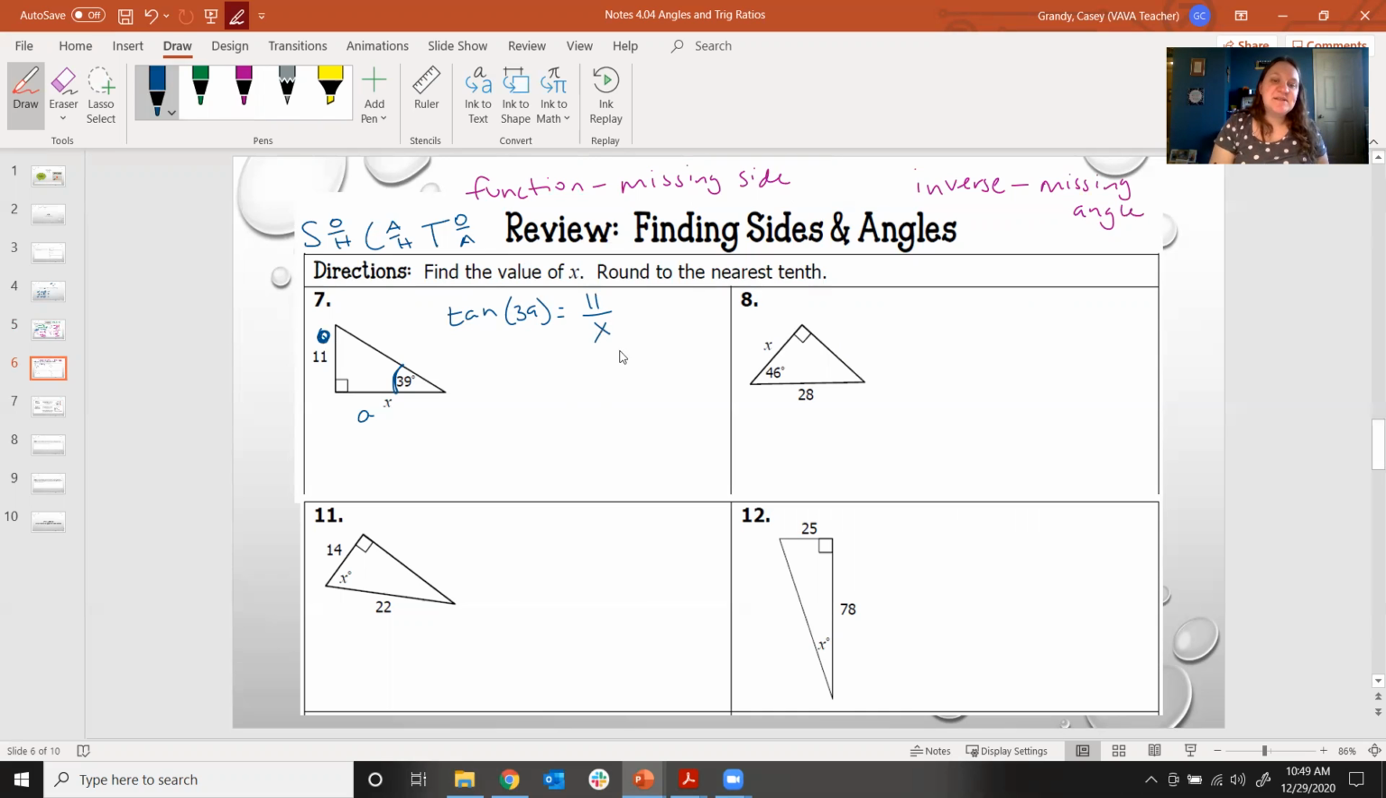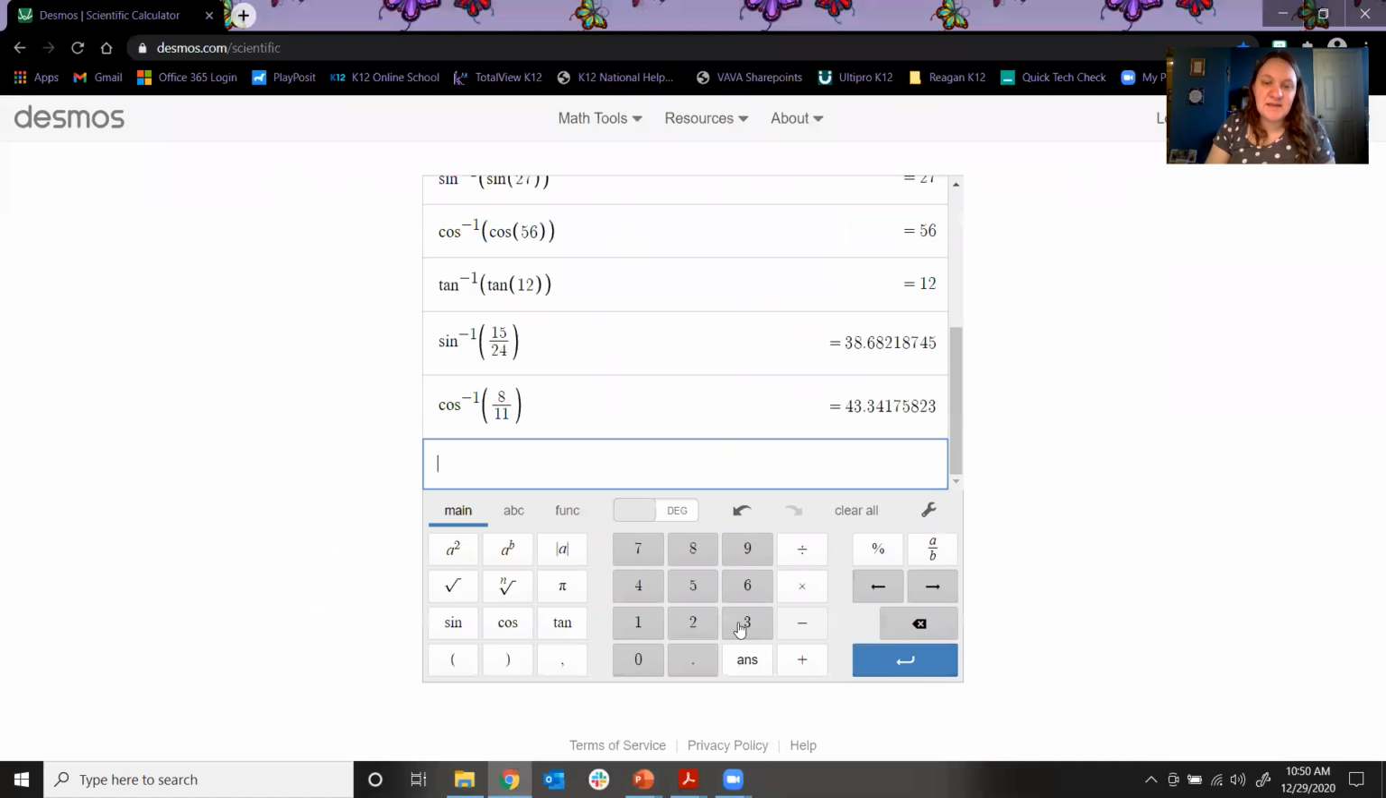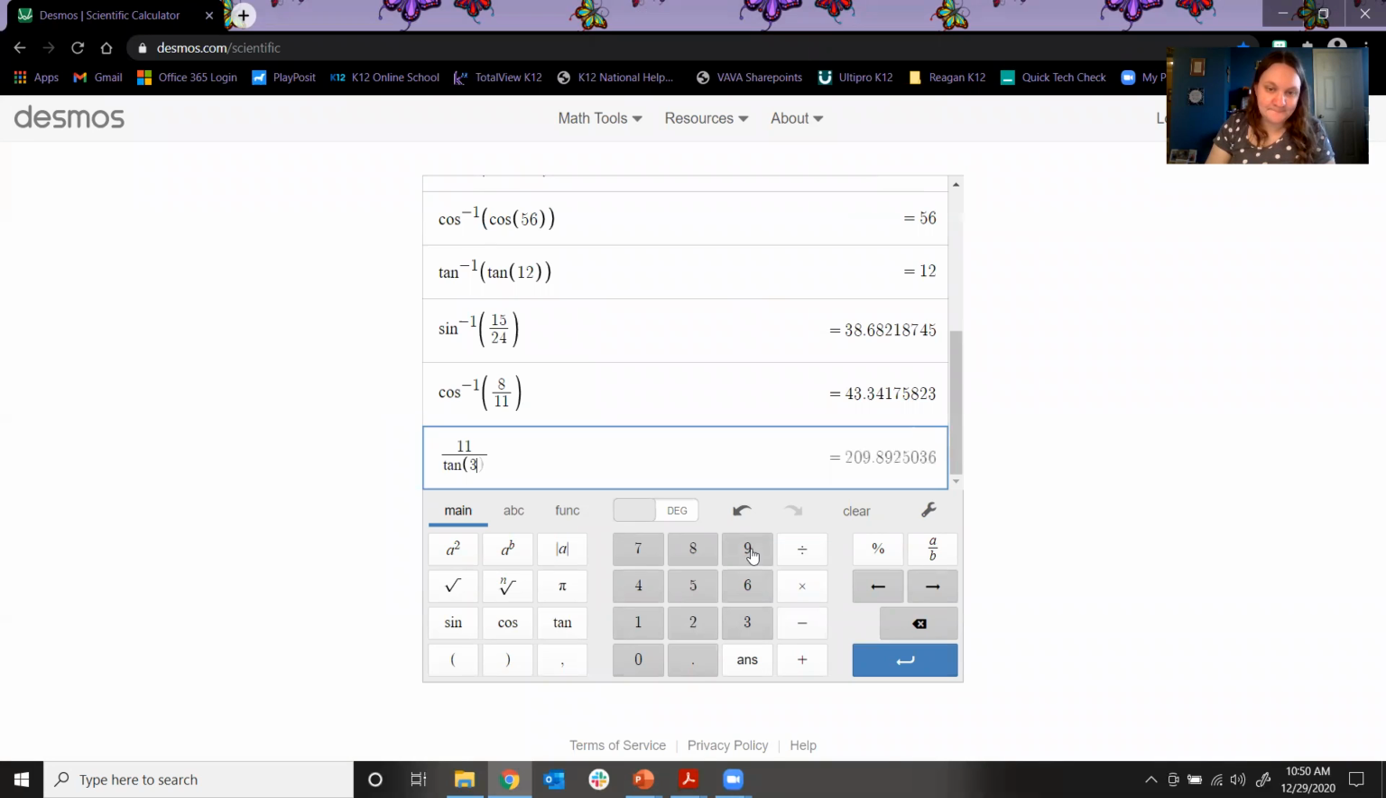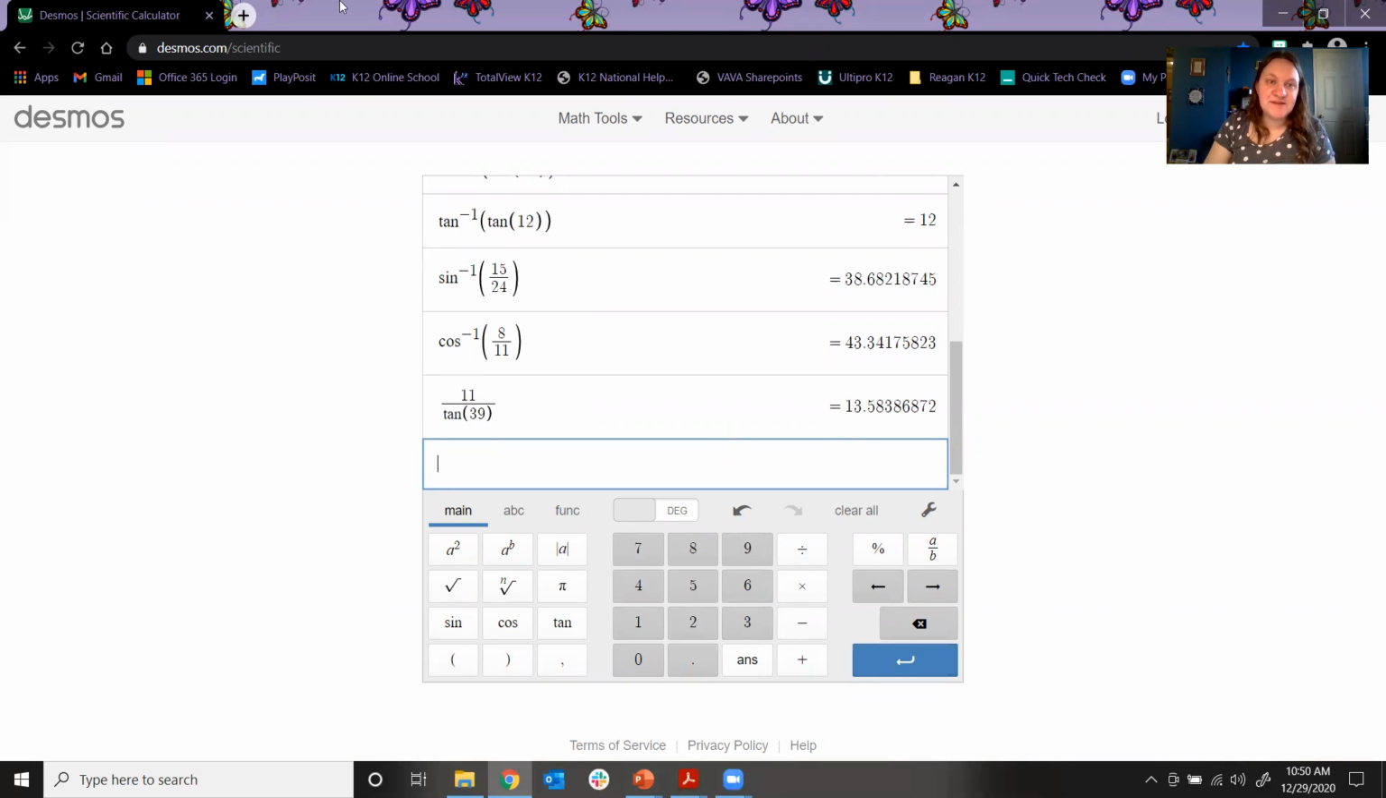Here's one of those ones where x is in the denominator. Cross multiplying will still work. 11 times 1 is 11. x times the tangent of 39 is x tangent 39. Right, I need to get x by itself. So we're going to divide both sides by the tangent of 39. That'll make my tangent 39's cancel out here. So x equals 11 divided by the tangent of 39. So in our calculator, we will type 11 divided by the tangent of 39. It's about 13.6.